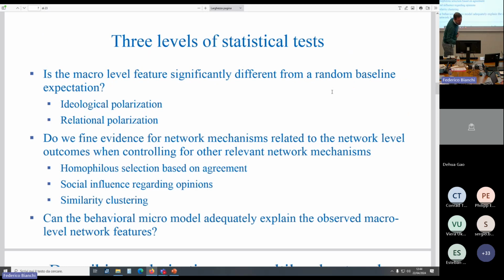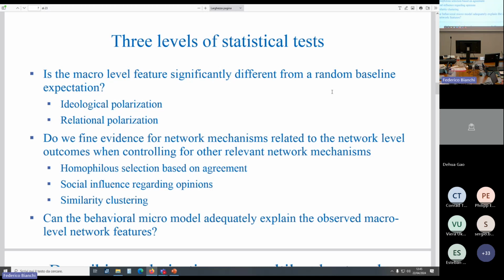And of course, we can also think of this as 3 levels of statistical tests, where we first of all ask whether a community is polarized at all. We look into 2 different dimensions of polarization. So Andreas talked about affective polarization, whether you're more likely to like people you're similar to or dislike people you are dissimilar to. In our context, we call it relational polarization because we're actually looking into relations, into specific friendship ties, whether people are more likely to be friends with those they agree with and not to be friends with those they disagree with.